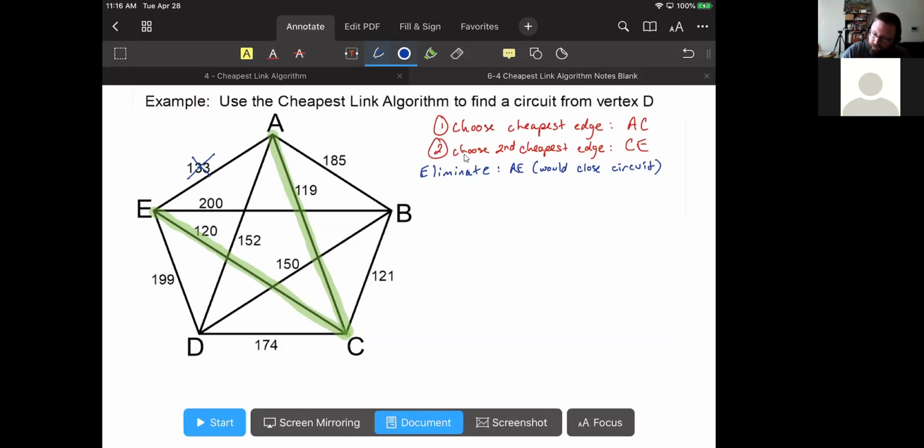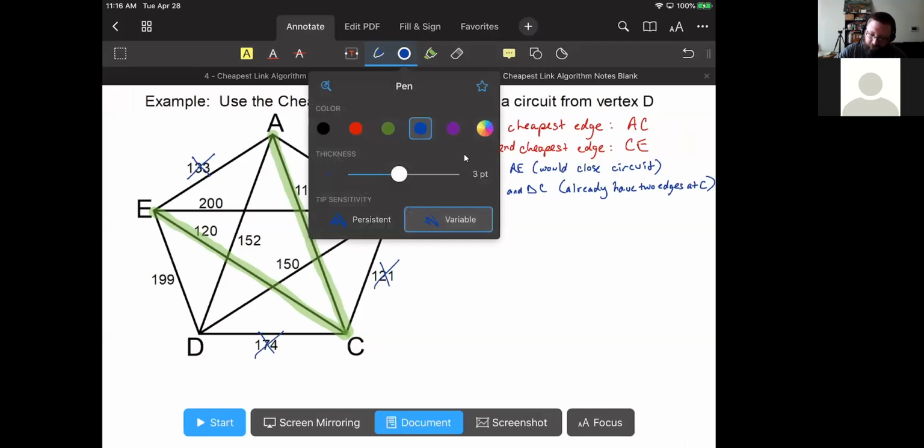Okay. We're also going to be eliminating BC and DC, because we already have two edges at vertex C. So we're not going to be selecting those, because that would give us more than two edges picked at C.